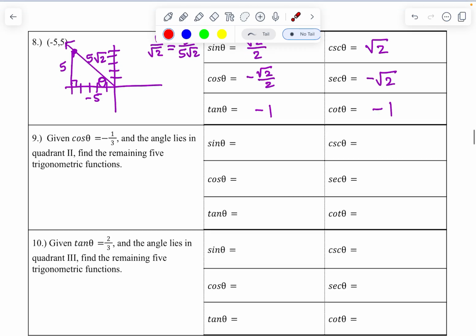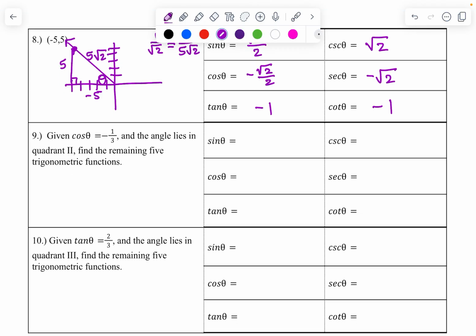All right, number 9, given that the cosine is -1/3 and the angle lies in quadrant 2, find the remaining 5 trigonometric ratios or functions. So cosine is the adjacent side over the hypotenuse. So now we need the other leg. So 9 minus 1 squared, which would be 1, gives us 8. And if we square root that, we're going to get 2 square root of 2 for the other leg of this right triangle. We know it's positive because we're in quadrant 2.